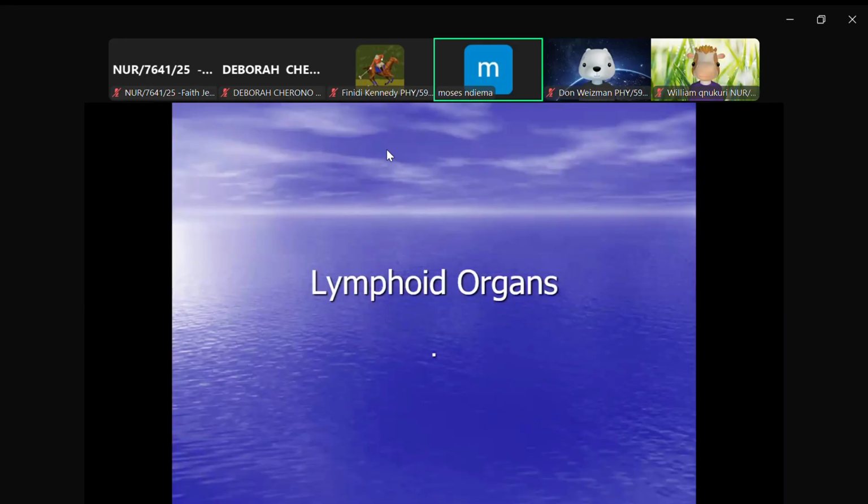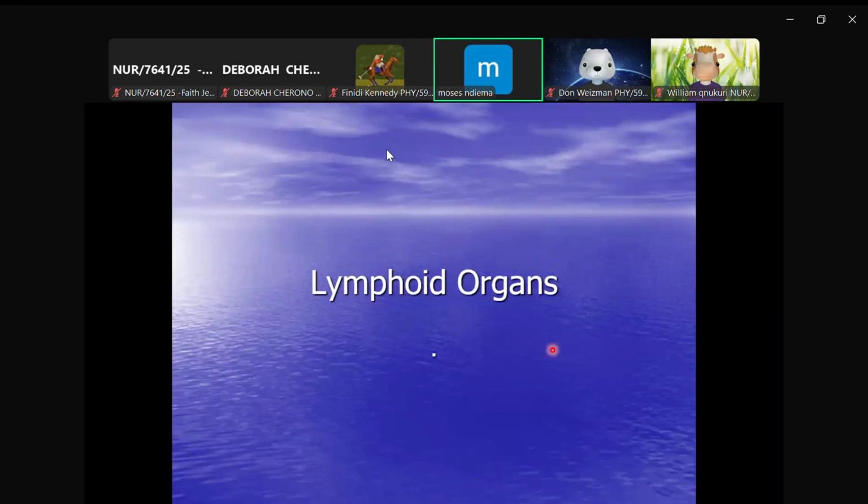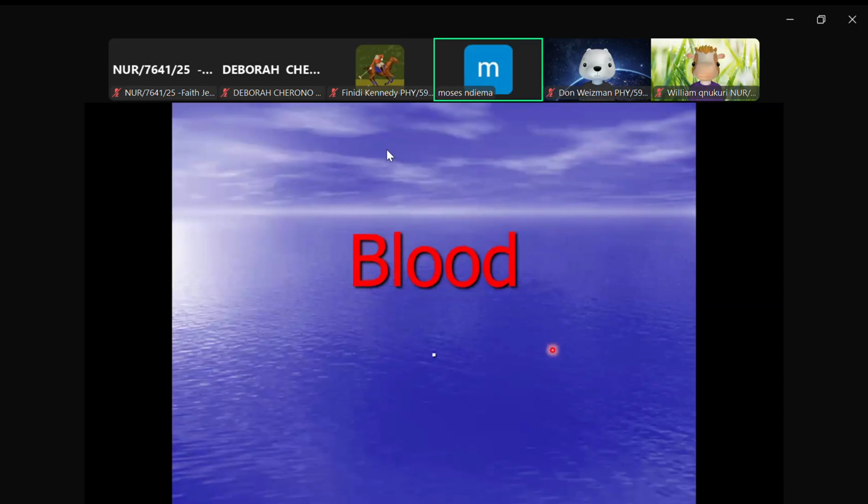So we'll be looking at the structure of the lymphoid organs, blood, and then the structure of the lymphoid organs. But first, I'd like us to look at our blood. And looking at blood, we are familiar with the blood right from our high school. We know that it's made up of different cell types. So we are going to look at the histology of these cell types.